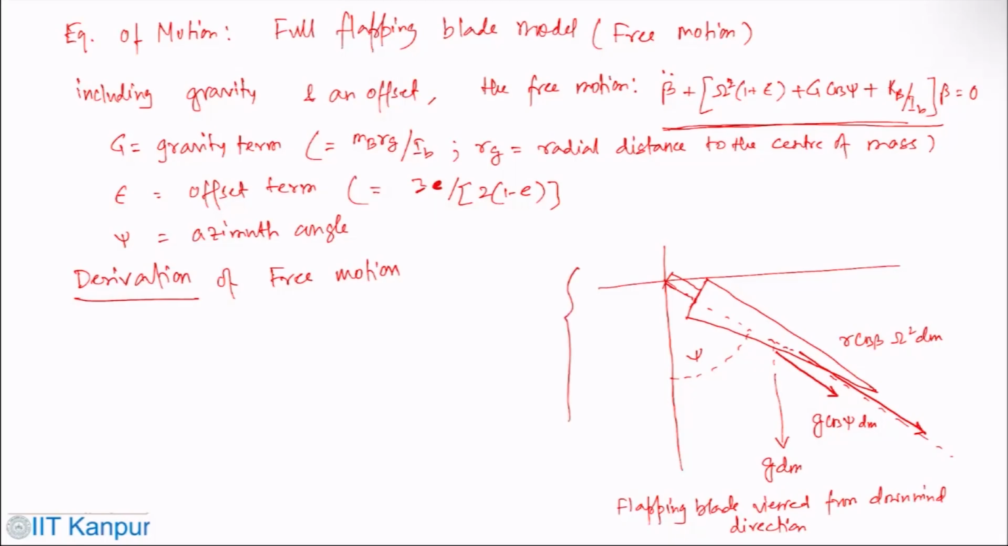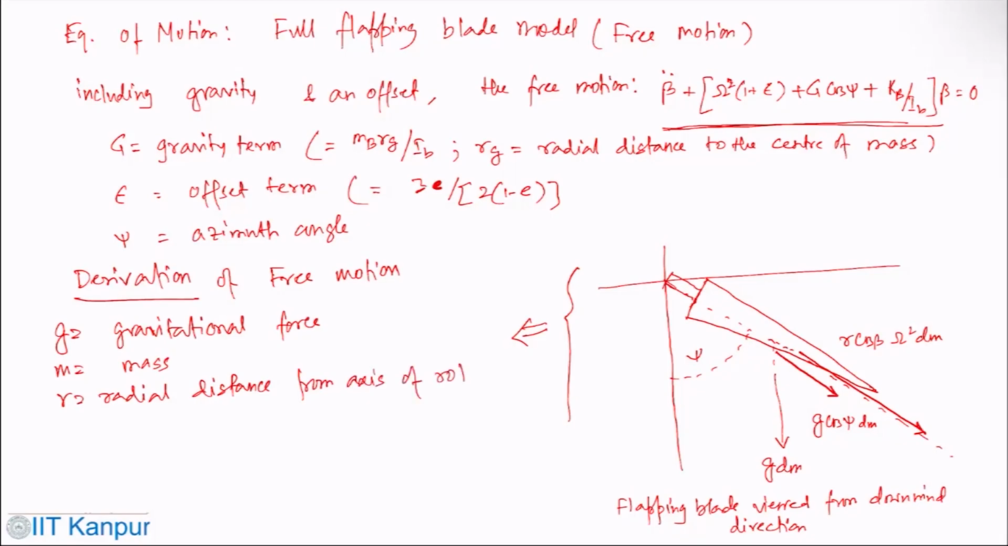Here G is the gravitational force, M would be mass, R is radial distance from the axis of rotation, beta is flapping angle, omega is rotational speed, psi is the azimuth angle. Okay.